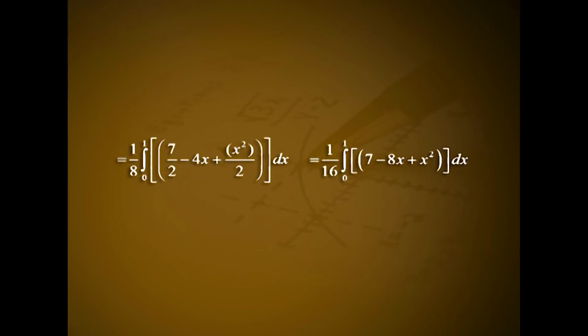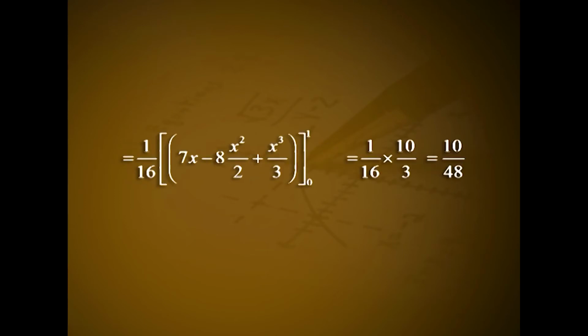That is 1/8 times the integral from 0 to 1 of (7/2 − 4x + x²/2) dx. That is 1/16 times the integral from 0 to 1 of (7 − 8x + x²) dx. That is 1/16 times [7x − 8x²/2 + x³/3] over the limit from 0 to 1. That is 1/16 times 10/3, that is 10/48.